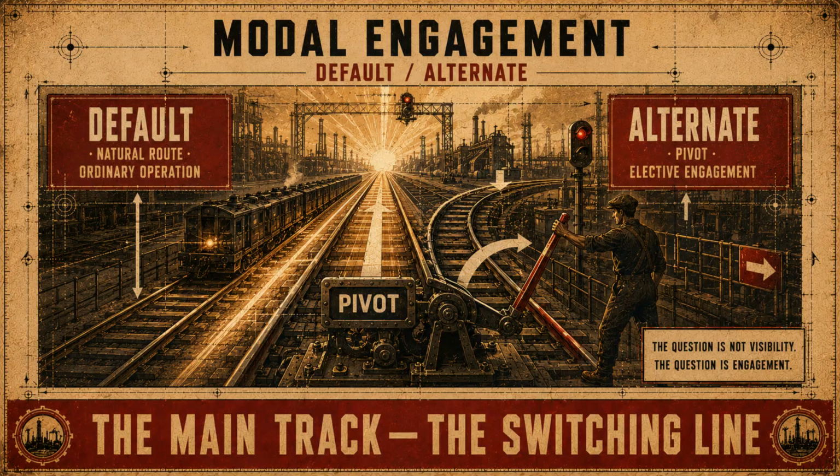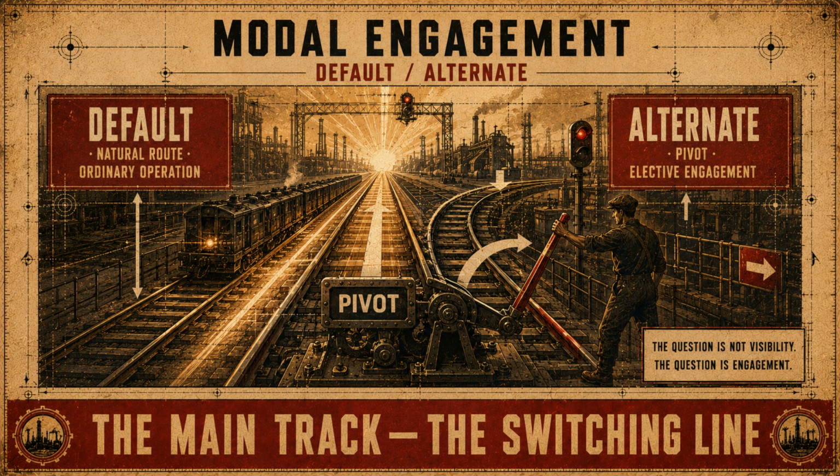The second question behind vergence is not about visibility. It is about engagement. When this kind of information is present, does the psyche turn toward it by default, or does it have to shift into it as an alternative mode? In Model L, this is the dichotomy of modal engagement. Default functions are part of the psyche's ordinary route of operation. They are not necessarily stronger, they are not necessarily more valued, but they are where the system naturally goes. They form the default pathway, the track the mind tends to run on before anything has to be deliberately redirected.